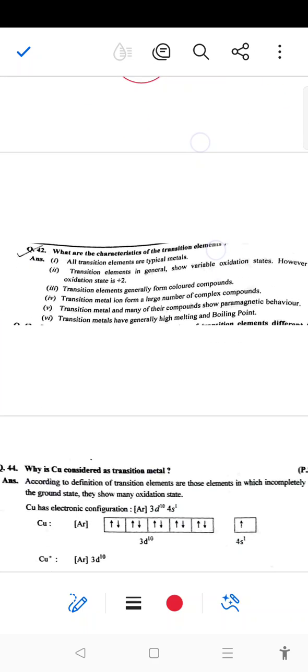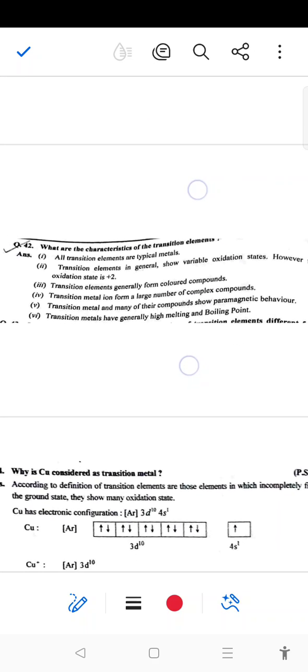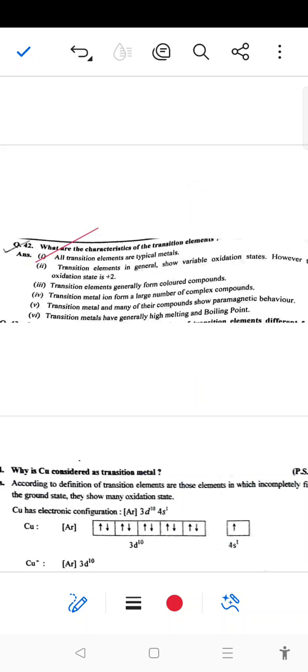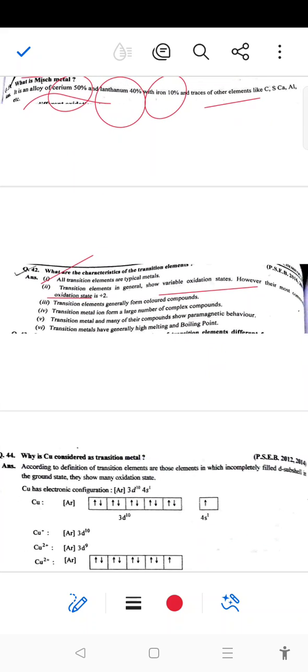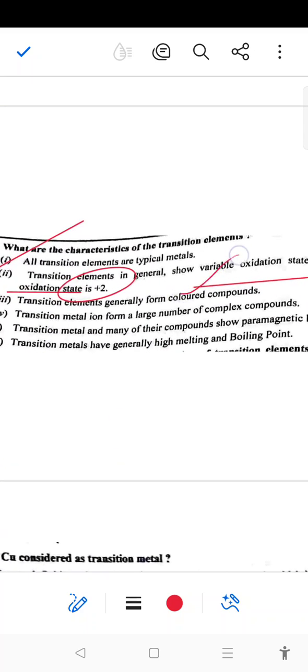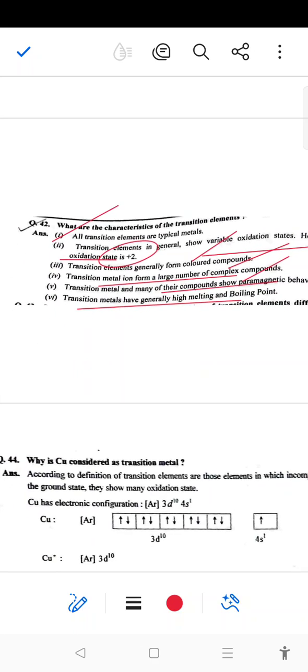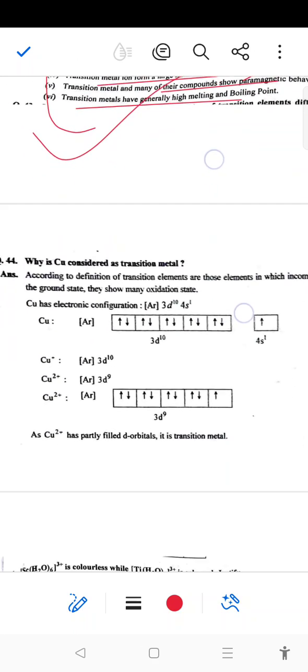Okay. Next, what are the characteristics of transition elements? All the transition elements are typical metals. Transition elements show variable oxidation states, and the most common oxidation state is +2. Transition metals generally form colored compounds. Transition metals have a large tendency for complex compound formation. Transition metals and many of their compounds show paramagnetic behavior. Transition metals show high melting and boiling points. So these are the main characteristics of transition elements.